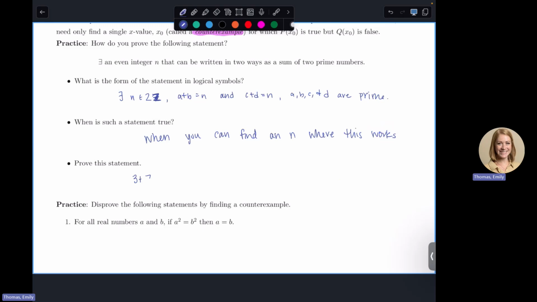10 is good. I like the sneaky 5, 5 there. 3 plus 7, which is equal to 5 plus 5. 3, 7, and 5 are all prime.